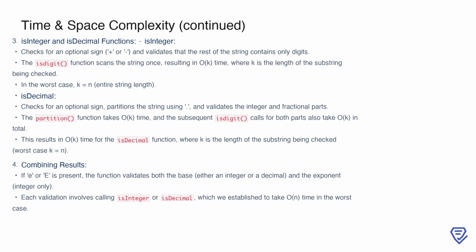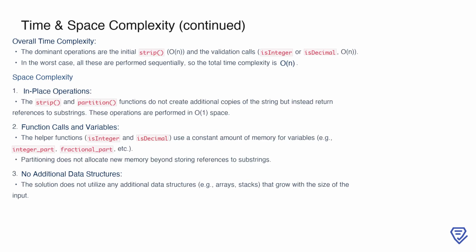Lastly, when validating the presence of e or E, we compute both the base and the exponent using these helper functions. Since each validation is O(n) in the worst case, this step remains linear in time complexity. Bringing it all together, the overall time complexity of the solution is determined by the dominant operations, which include the initial strip call and the validation processes using isInteger or isDecimal. Each of these operations runs in O(n) time, and since they are performed sequentially, the total time complexity remains O(n).